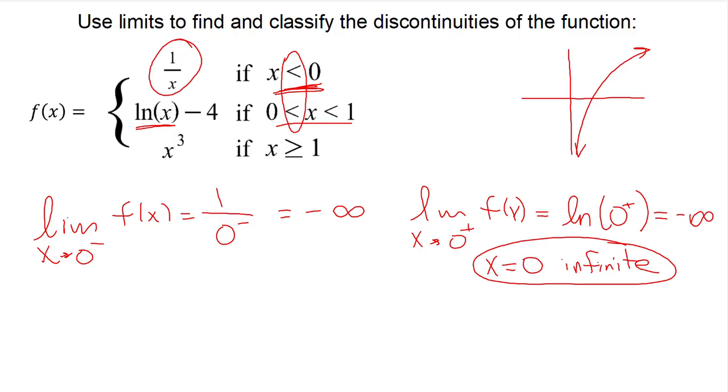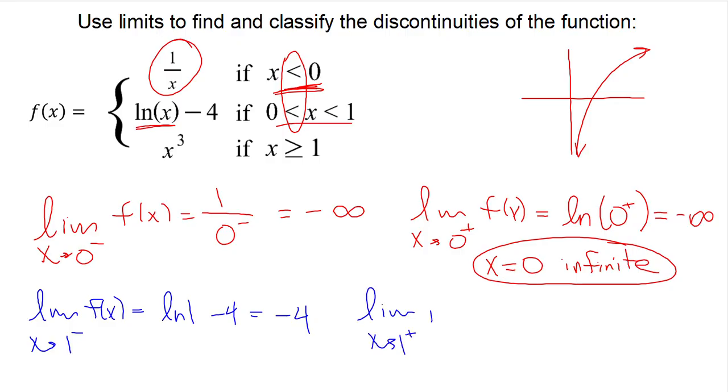And then for what's going on at 1, we'll need to do limits from the left and the right. So the limit as x approaches 1 from the left of f of x is equal to the natural log of 1 minus 4. Well, the natural log of 1 is 0. 0 minus 4 is negative 4. And we'll do the limit as x approaches 1 from the right of f of x, which will just be 1 cubed, which is 1. And since negative 4 is not equal to 1, the limit from the left does not equal the limit from the right, and that tells us that x equals 1 is a jump discontinuity.